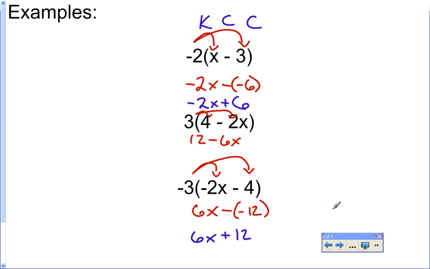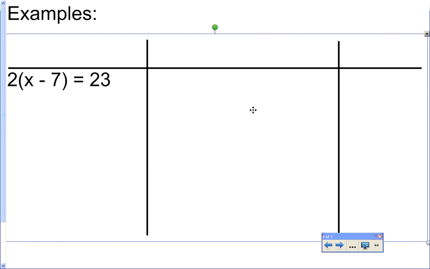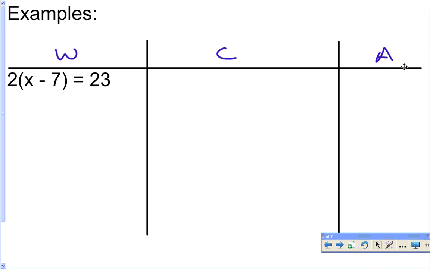Alright, so that's the review of the distributive property. Now let's move into solving equations. In fact, we're going to solve 3-step equations. Our last lesson we solved 2-step, now we're going to solve 3-step. We're going to keep with our work, check, answer, which everyone loves so much. So I'd hate to deny you your work, check, answer.